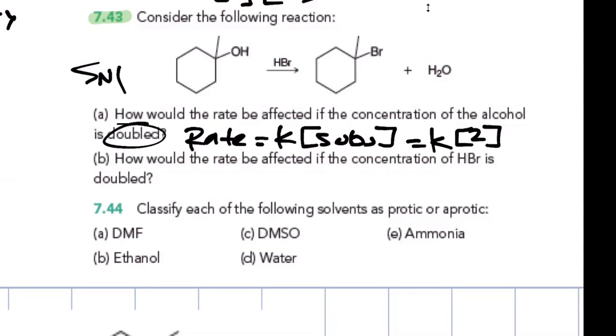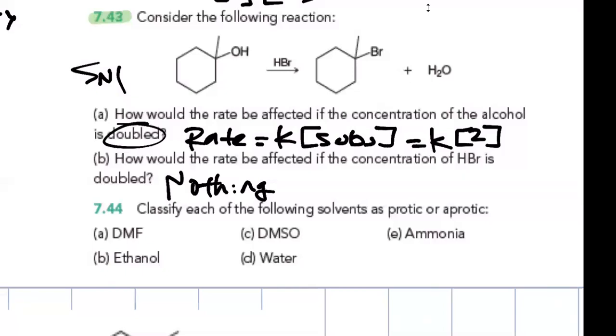No. So I could increase the concentration of HBr by 1,000 and the rate won't change because the rate is based on the loss of the leaving group from the substrate for SN1 substitution. It's not based on anything else. So I can increase that by 1,000,000 and it's not going to change, right? So the answer here is nothing, right? Nothing is going to happen. All right. Any questions about that?